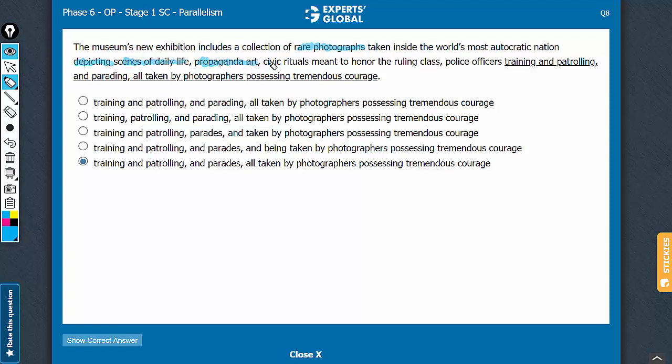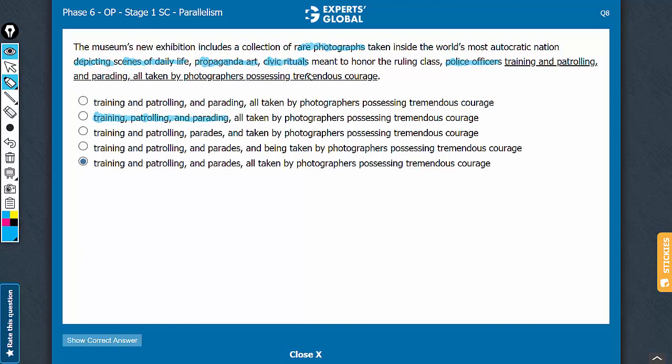Second point in the list, civic rituals meant to honor the ruling class. Third point in the list is civic rituals. And then the interesting part, police officers training and patrolling. And then we see some differences here. Some students will choose this answer choice thinking that police officers training, patrolling and parading makes sense.